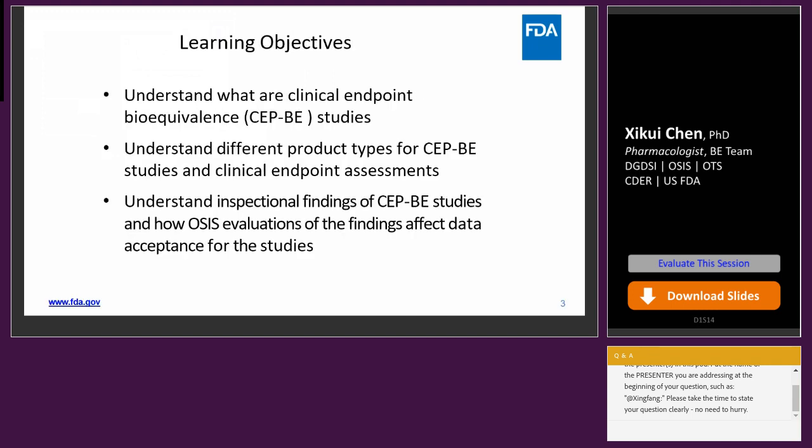Learning objectives include the following. First, to understand what clinical endpoint bioequivalence studies are, followed by understanding different product types for clinical endpoint bioequivalence studies and clinical endpoint assessments, and finally, understanding inspectional findings of clinical endpoint bioequivalence studies and how OSIS evaluations of the findings affect data acceptance for the studies.